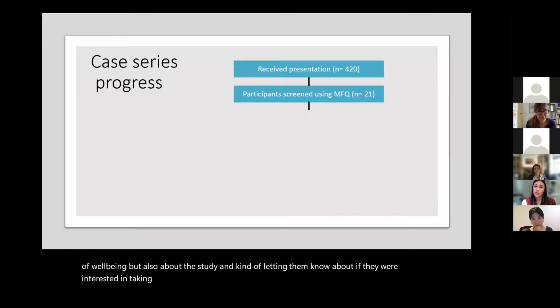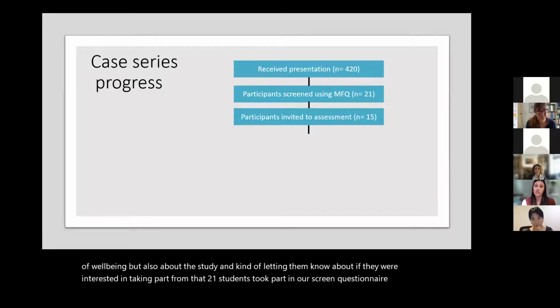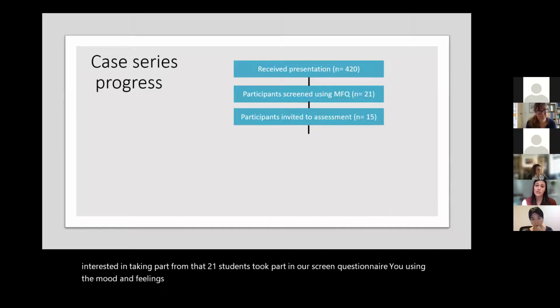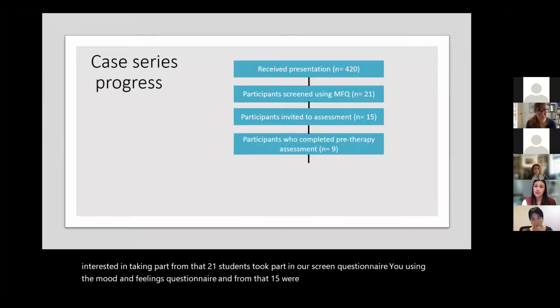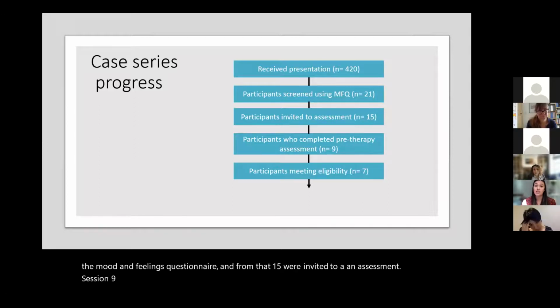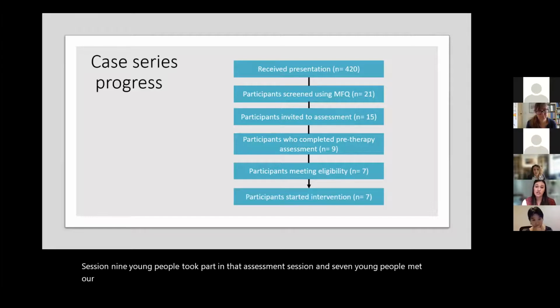From that, 21 students took part in our screening questionnaire using the Mood and Feelings Questionnaire, and from that 15 were invited to an assessment session. 9 young people took part in that assessment session, and 7 met our eligibility criteria, and so far 7 young people have started the intervention as well.